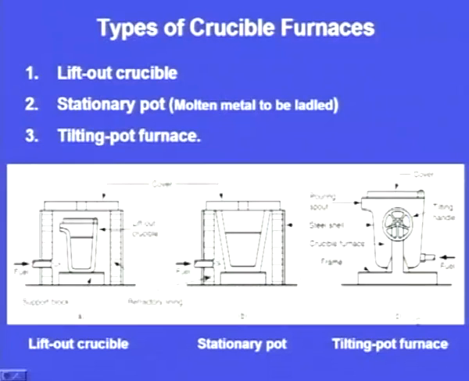And the third type is tilting pot furnace. Here the principle of burning is same, it is bigger, but again the molten metal will be tapped into a ladle and it will be tilted. Here we can see a wheel. So, if we rotate this wheel, this handle, this can be tilted. This can be tilted and the molten metal can be tapped into a ladle. So, this is the tilting pot furnace. So, these are the three types of crucible furnaces.